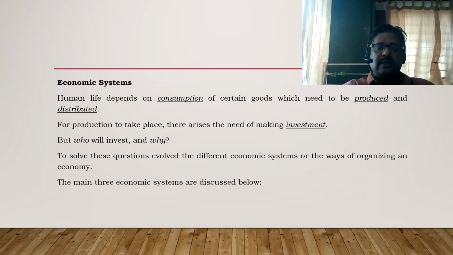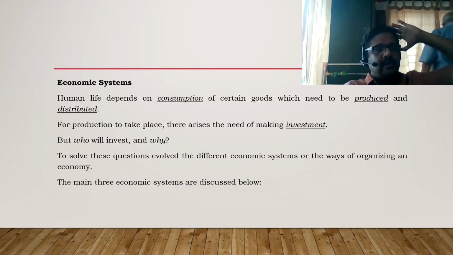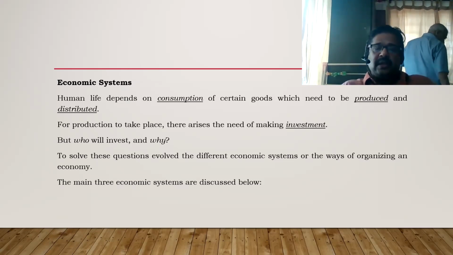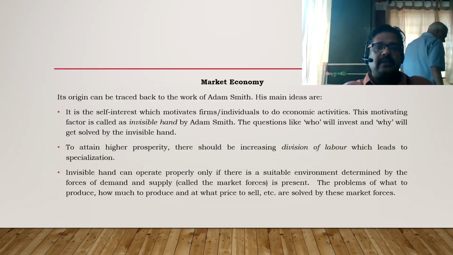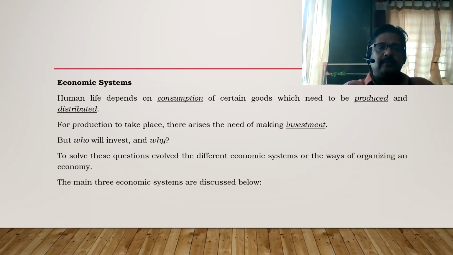To solve these questions of who will invest and why they should invest, different economic systems evolved, and these different economic systems are the ways of organizing an economy. Based on this, there are three different types of economic systems, and they are discussed below. The first one is market economy. Is this clear?